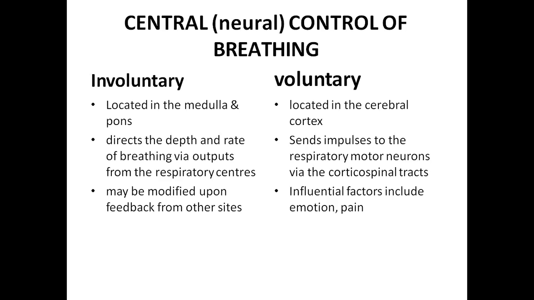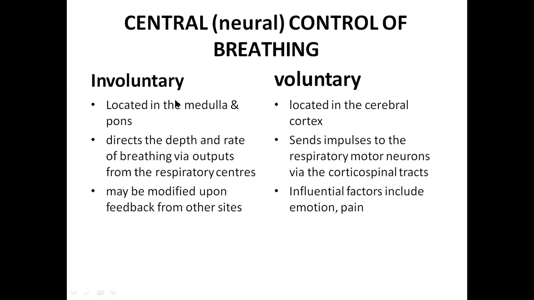So now coming to the second type of control, there is central control. In central control, our central nervous system plays a very, very important role in the control of breathing or respiratory movements. This control of respiratory movements by the central nervous system can be classified into two categories. One is involuntary control and the second one is voluntary control.